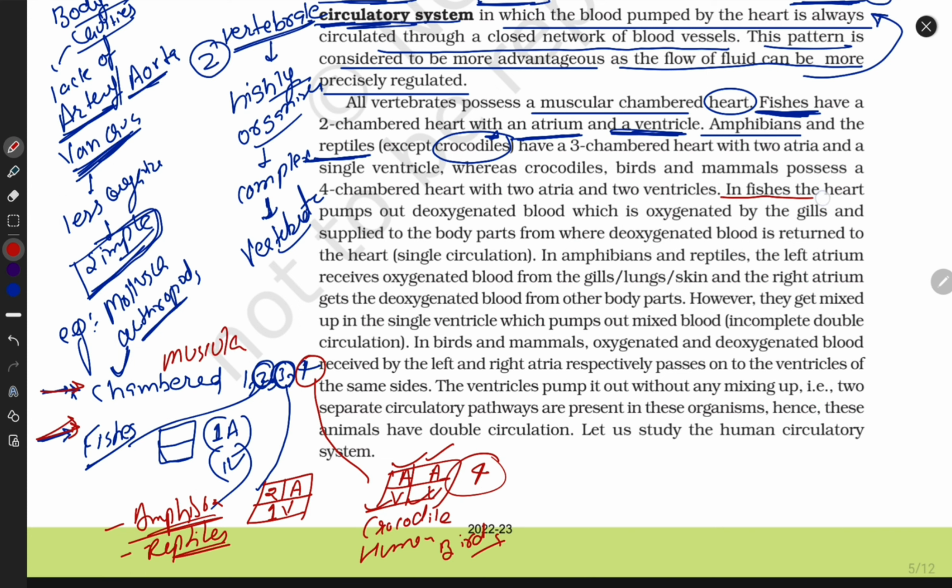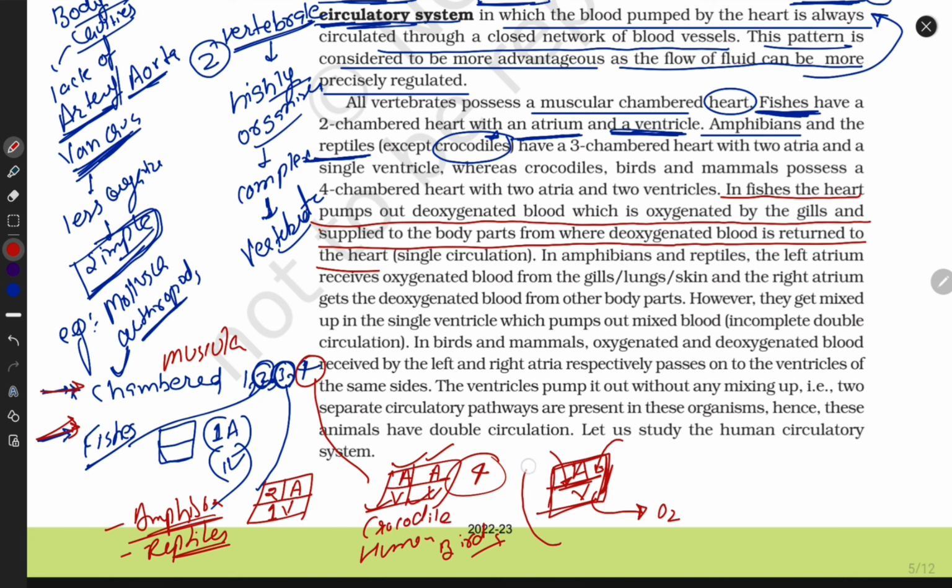Now, in fishes, the heart pumps out deoxygenated blood, which is oxygenated by the gills and supplied to body parts, from where deoxygenated blood is returned to the heart. Fishes have a two chambered heart, atrium and ventricle. These two parts contain oxygenated and deoxygenated blood, which is supplied to the whole body, and they carry deoxygenated blood back from the whole body. They filter through gills. This type of circulation we call single circulation.